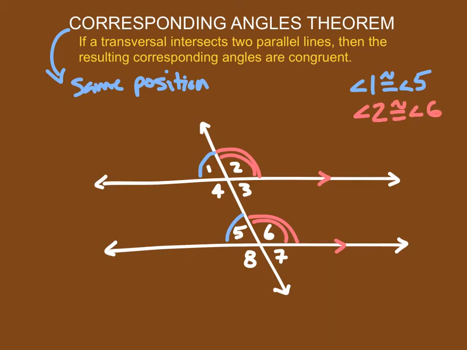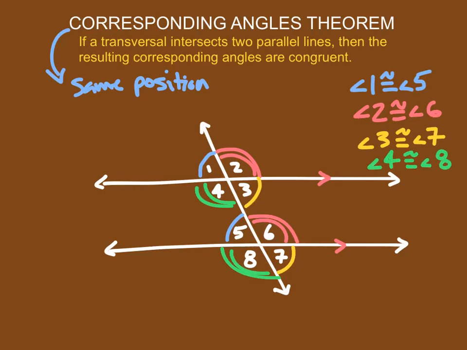If we look at angle 3, it's in the bottom right corner of this intersection, and so is angle 7. So I would say that angle 3 is congruent to angle 7. The last one is angle 4, which corresponds to angle 8 because they're in the bottom left. So we would say that angle 4 is congruent to angle 8. And so that's corresponding angles. Corresponding angles are congruent.